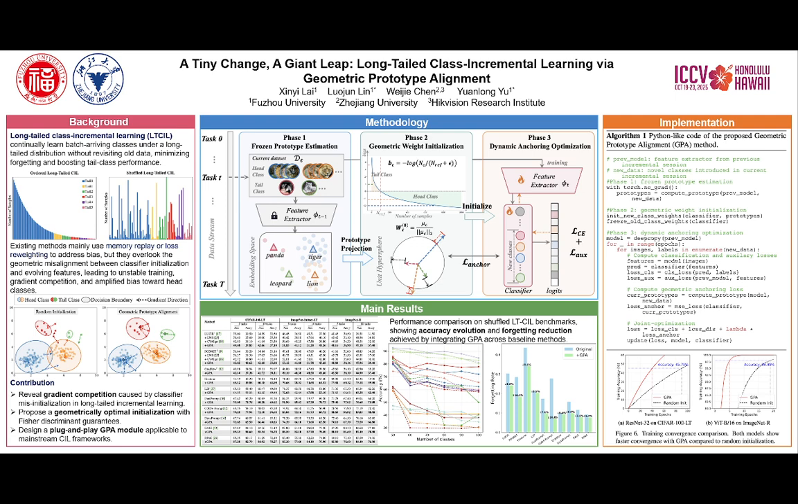Existing methods often use memory replay or loss reweighting, but they overlook a critical issue, which is the geometric misalignment in the classifier. Let's look at Figure 1. On the left, with random initialization, the classifier weights are misaligned with the actual feature distributions. This causes two harmful forms of gradient competition, one between new and old classes, and another between head and tail classes. Head classes, with more samples, dominate the gradient updates, suppressing the learning of tail classes and leading to unstable training. This is the core problem we identified.